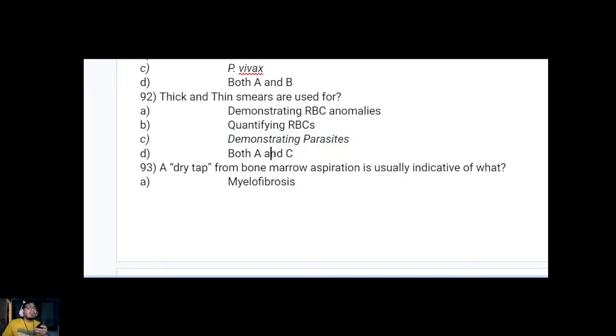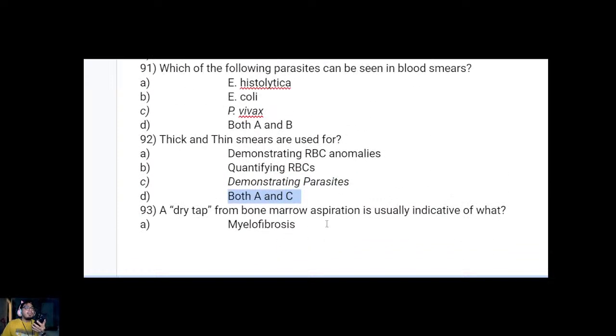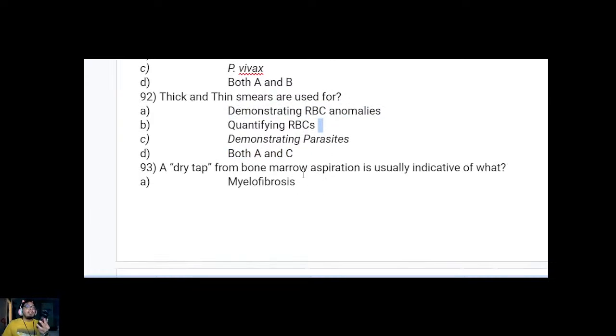Hoy! Bakit both A and C? Bubula talaga ang bunganga ko sa inyo. Bakit 43 people answered both A and C? Hoy! Kakaloka kayo talaga. Hoy, nagigigil ako sa inyo.